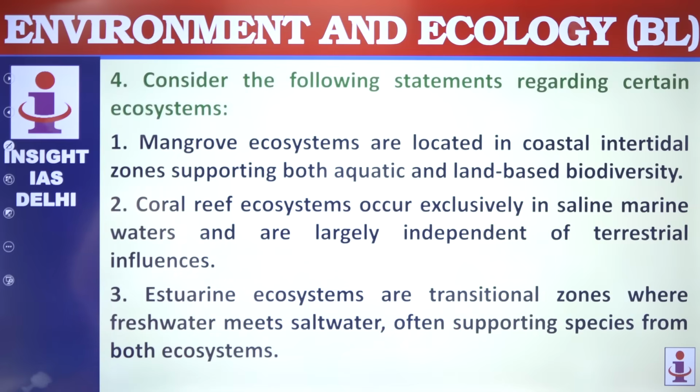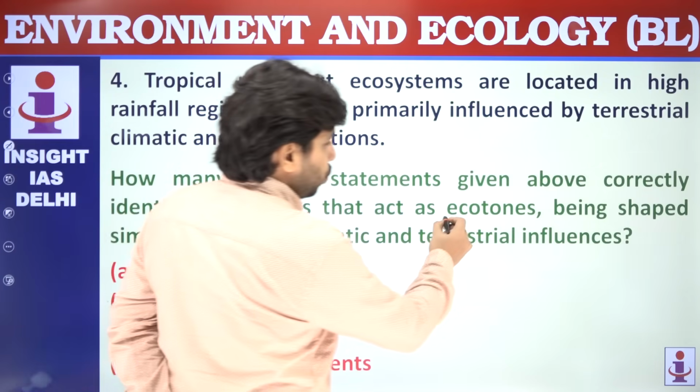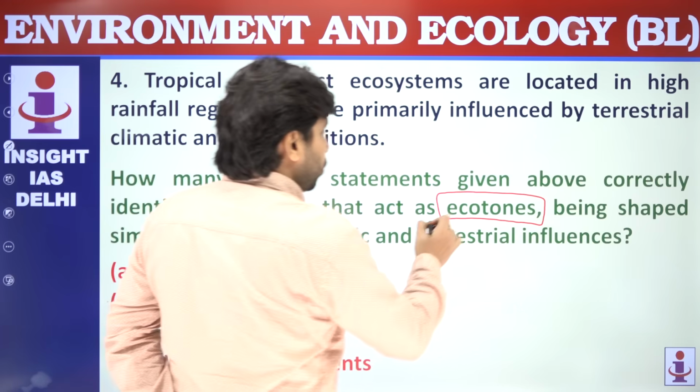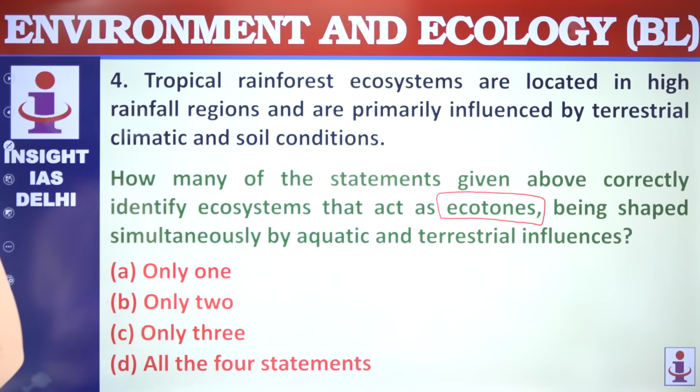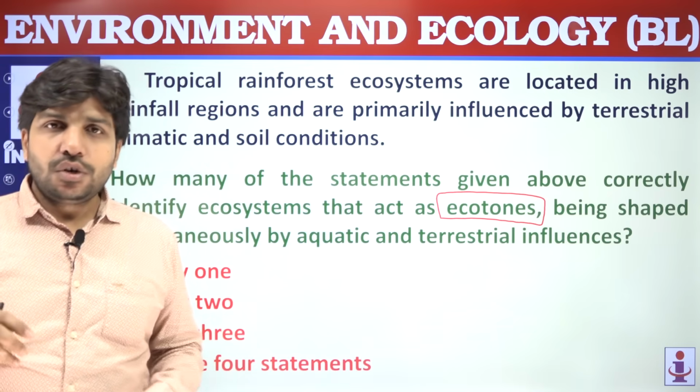This next question is regarding certain ecosystems. Four different types of ecosystems are given in four statements, and the question is asking to identify ecosystems that act as ecotones. Okay, the question is about ecotones. What are ecotones? Ecotones are transitional zones between two different communities, two different ecosystems.